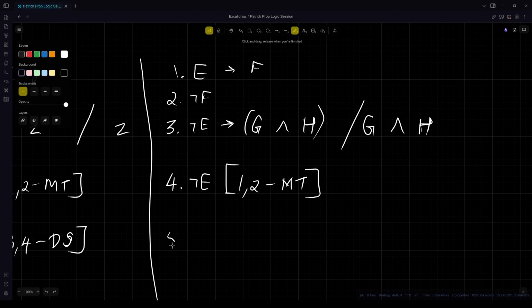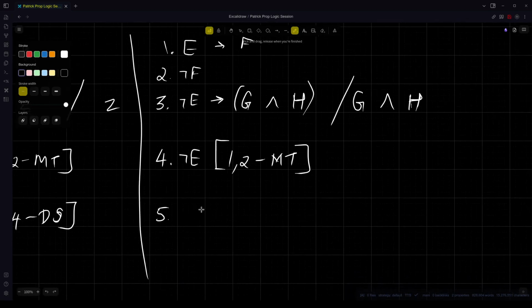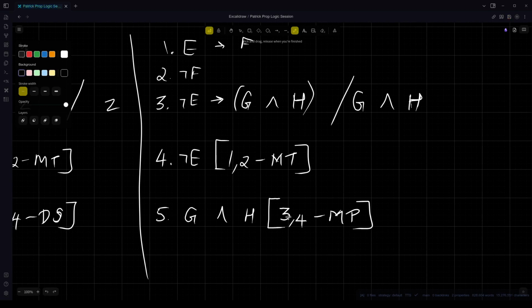What's the next step? Next step, G and H. And I used modus ponens on P3 and P4. So that's P3, P4 modus ponens. QED.